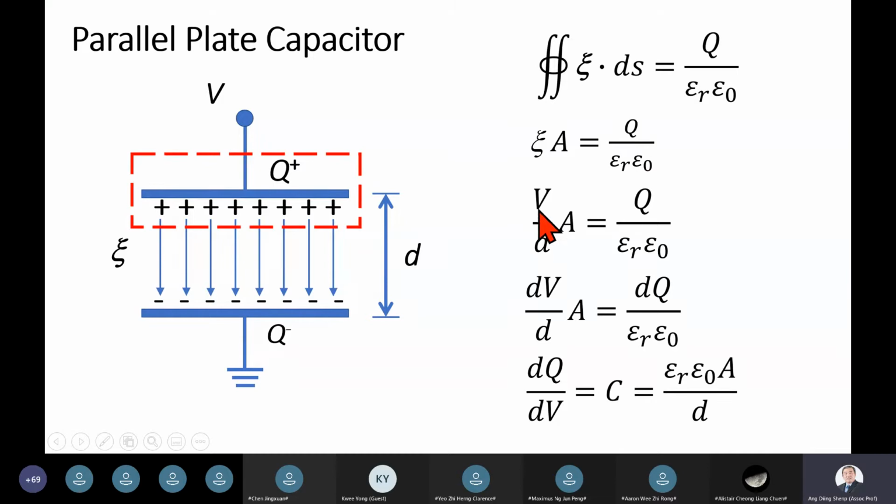Now, since the electric field is V over D, where V is the voltage applied to the plate and D is the separation between the two plates, from here we can differentiate both sides of the equation. We differentiate this equation with respect to Q, so I have dV here and dQ here. Since capacitance is defined as dQ over dV, we can show that the capacitance of this parallel plate is the permittivity times the area of the plate divided by the separation D. This is just one simple application example of Gauss's law.